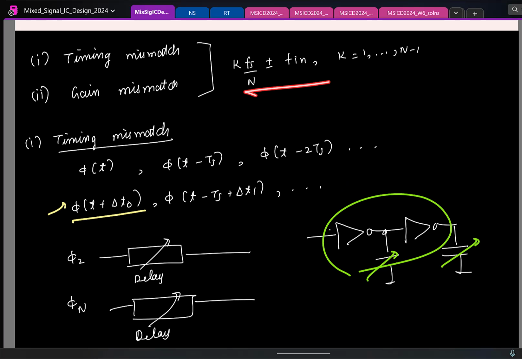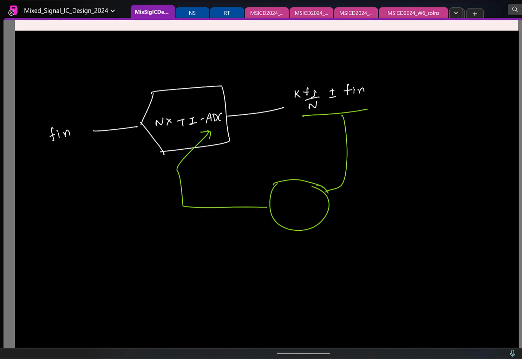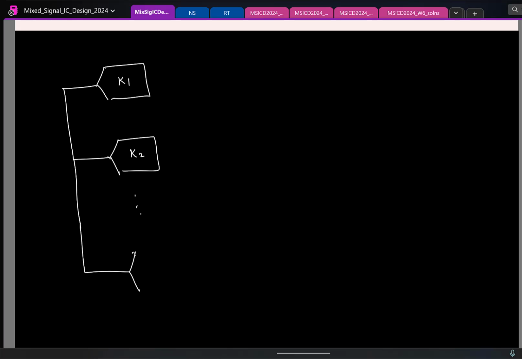Similarly, you can have the same scenario if you have gain mismatch. Ideally, you expect all ADCs to have the same gain. But let's say this guy has a gain of K1, this guy has a gain of K2, and this guy has a gain of Kn.